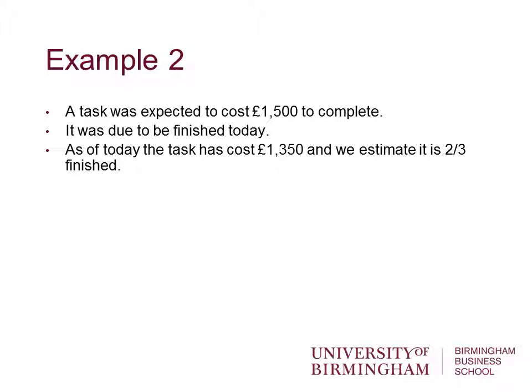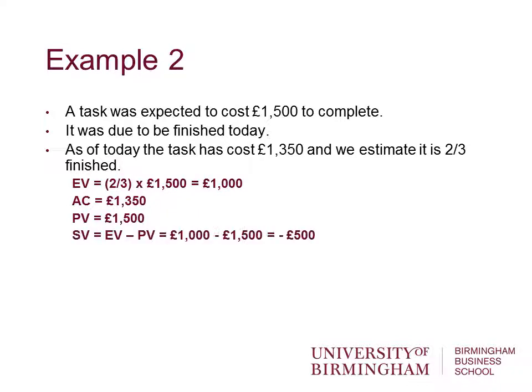Let's go through another simple example. A task was expected to cost £1,500 to complete. It's due to be finished today. As of today, the cost is £1,350, and we estimate that 2/3 of it's finished. So, earned value, 2/3 of £1,500 is £1,000. We've earned £1,000 worth of value. The actual cost is, as we know, £1,350, and the planned value is £1,500.